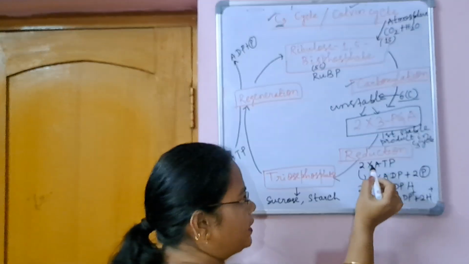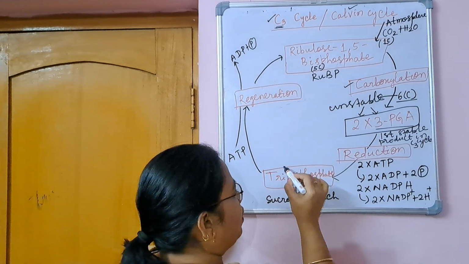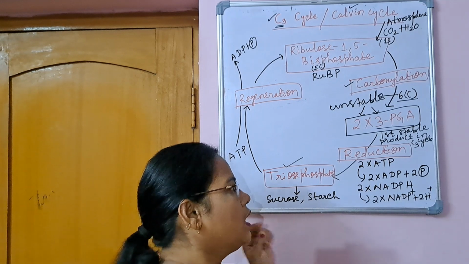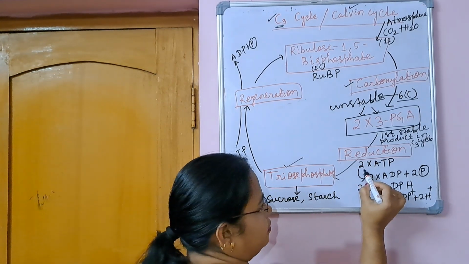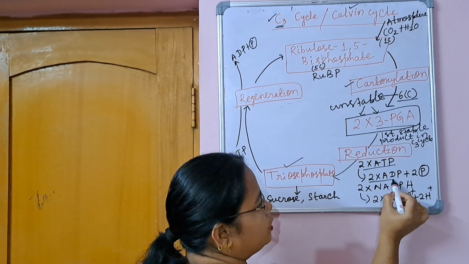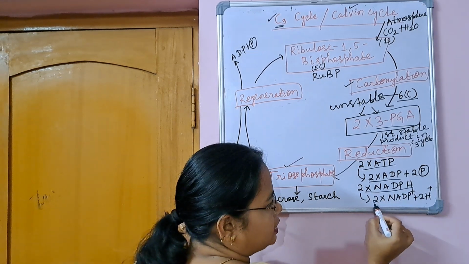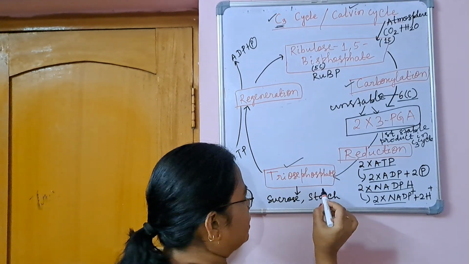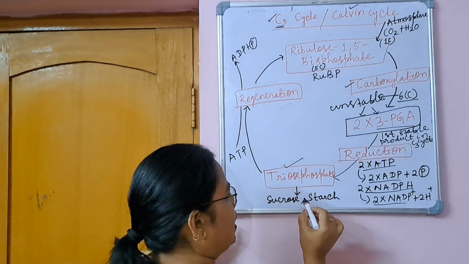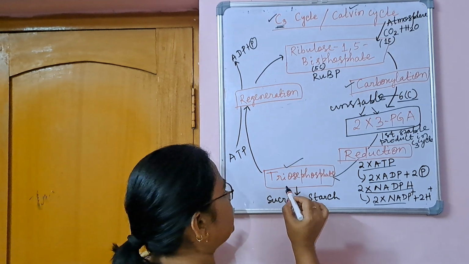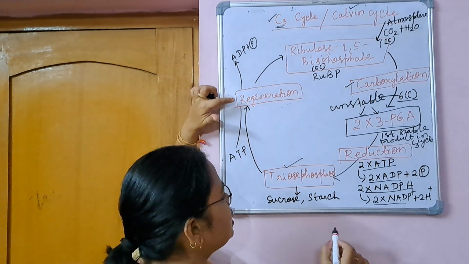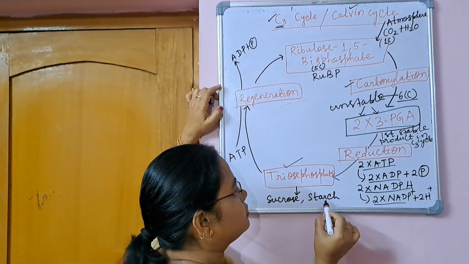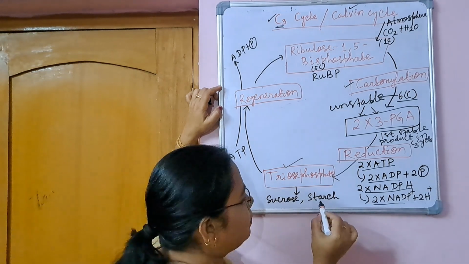Now this 3-PGA undergoes reduction and it forms triose phosphate. Now here during this process 2 ATP break down to form 2 ADP, and 2 NADPH break down to form 2 NADP plus. Now this triose phosphate undergoes two processes. One is regeneration, another is formation of sucrose, and the stored form, starch.